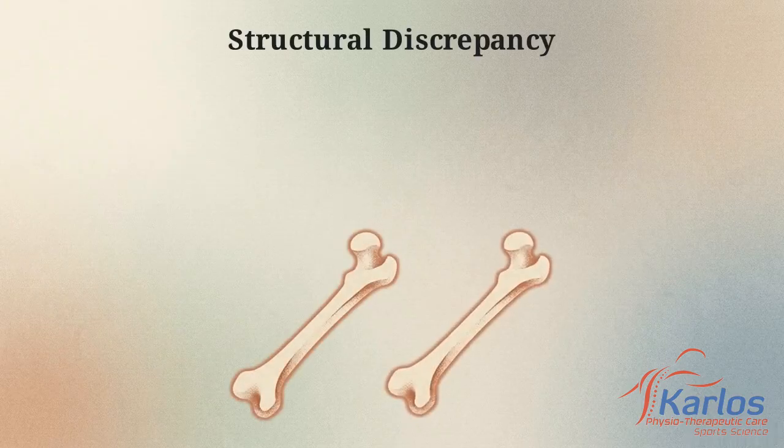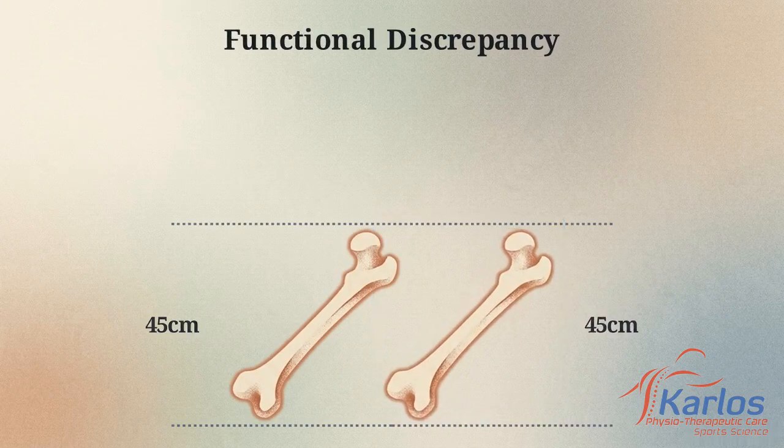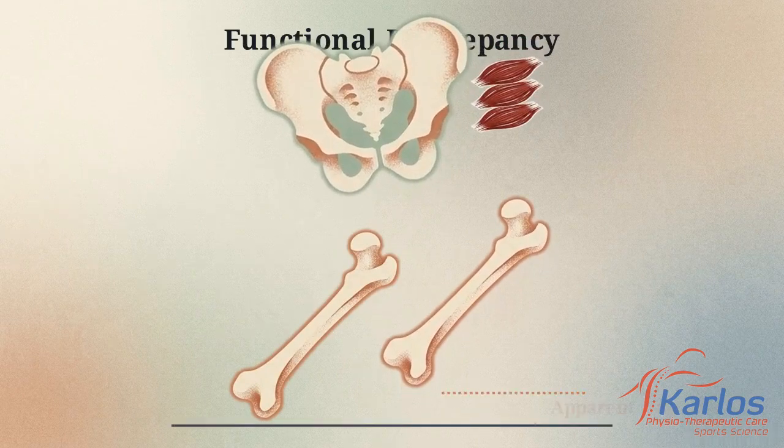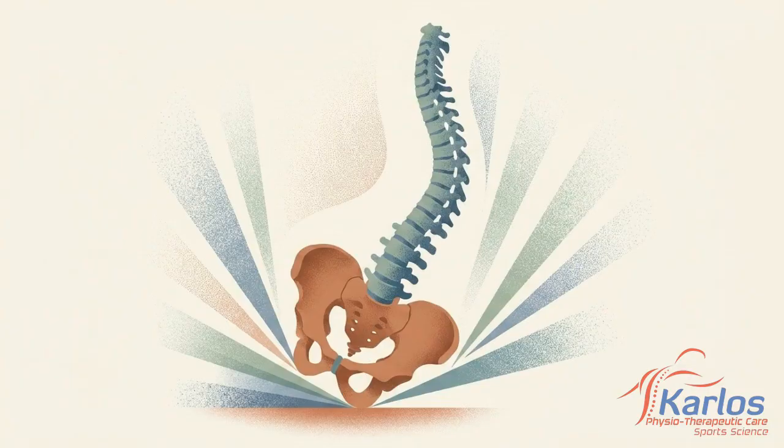A structural discrepancy means the femur or tibia bones are actually different lengths. A functional discrepancy means the bones are perfectly equal, but tight, contracted muscles are twisting the pelvis and pulling one leg higher. Chronic asymmetrical back or hip pain is rarely an isolated joint failing on its own. It is a predictable chain reaction that happens when the body is forced to balance on an uneven base.